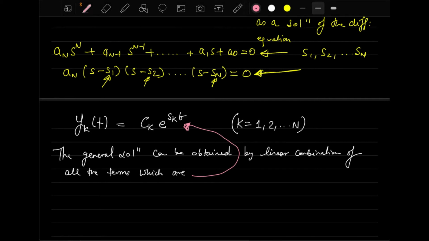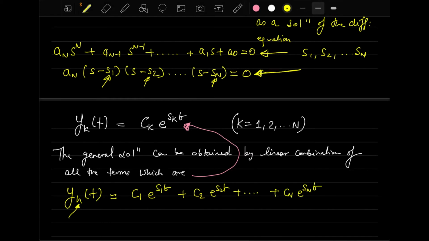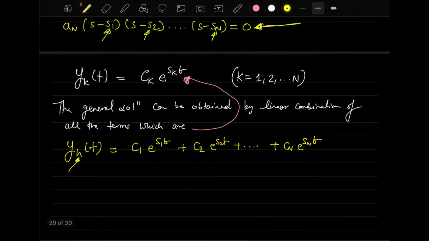So the solution that you will get now will be y_h(t), that is the natural response of the system, equal to c1 e to the power s1 t, the first solution, c2 e to the power s2 t, the second solution, and then it goes up to cn e to the power sn t. So this is the nth root of the polynomial. Finally, what you will get as a homogeneous solution is the sum for k running from 1 to n of c_k e to the power s_k t. This is the natural response of the differential equation.